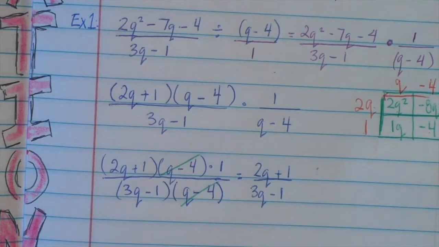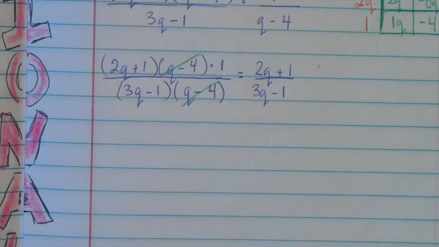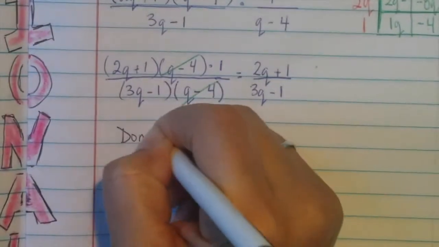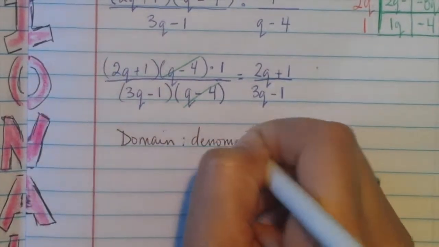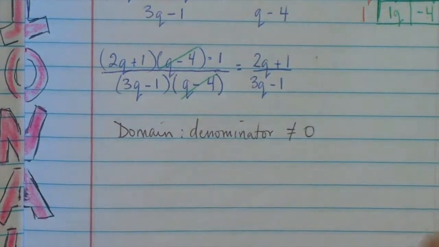And that's it. Alright, so again, let's take a look at domain. What is the domain of this expression? Remember, the domain is all real numbers except when the denominator is 0, because anything divided by 0 is an error. This is a listening check. Put a smiley face anywhere on this page.